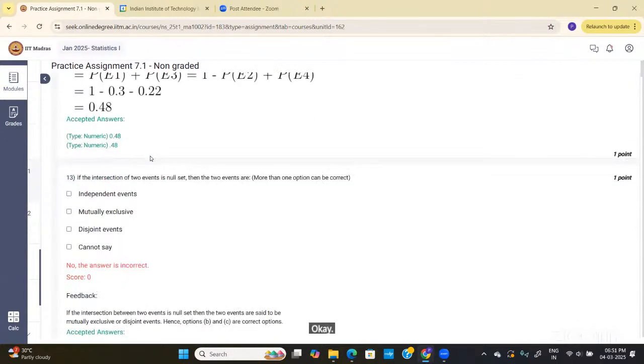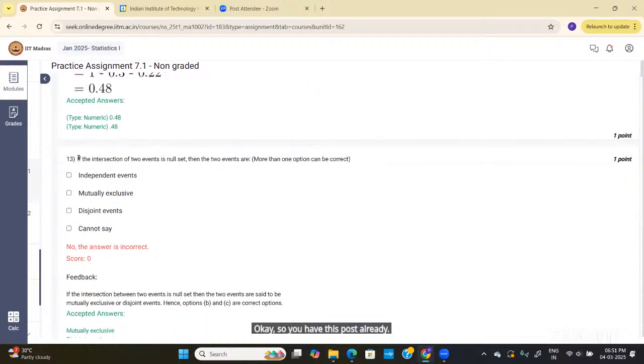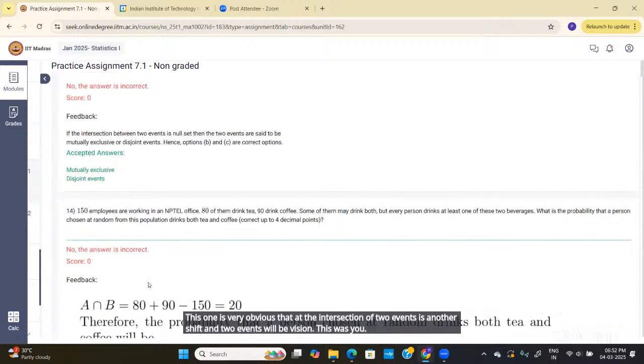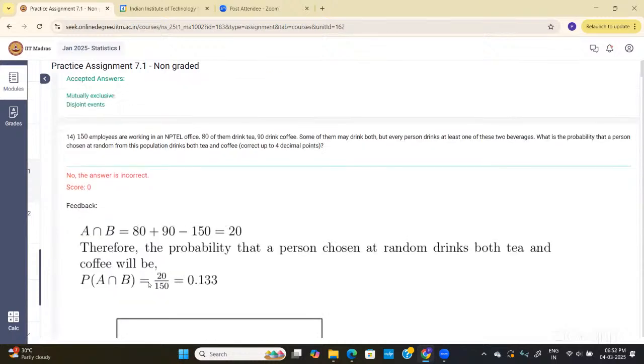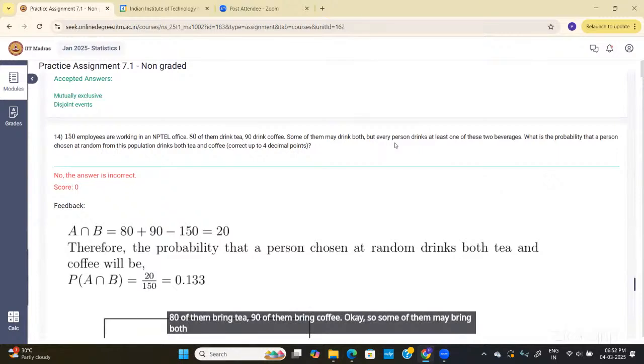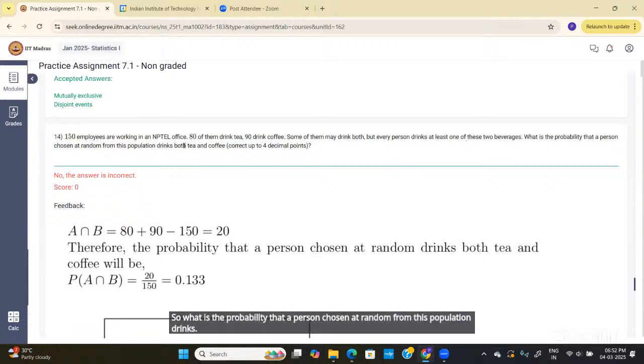This one you have discussed already. This one is very obvious: if the intersection of two events is the empty set, then the two events will be disjoint or mutually exclusive. These two are the same. This one is also very easy: 150 employees are working in an NPTEL office. 80 of them bring tea, 90 of them bring coffee. Some of them may drink both, but every person drinks at least one of these two beverages. What is the probability that a person chosen at random from this population drinks both tea and coffee?